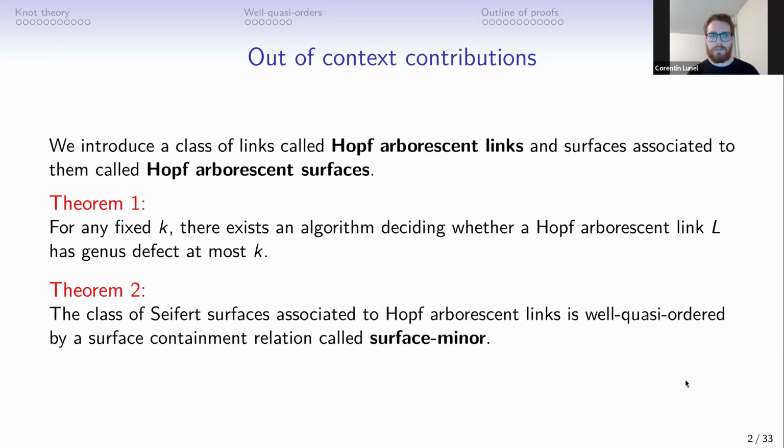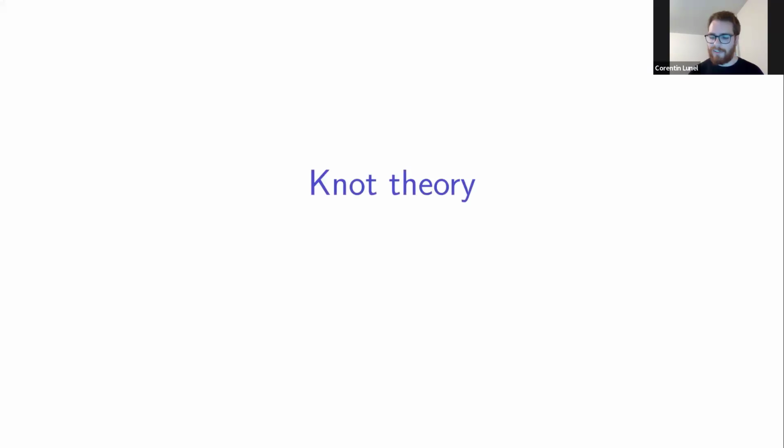I will first talk about knot theory and explain in more detail Theorem 1. Then I will talk about well-quasi-orders and explain in more detail Theorem 2. And finally, I will give you an outline of the proofs of how we proved these theorems. So first, let me tell you about knot theory.